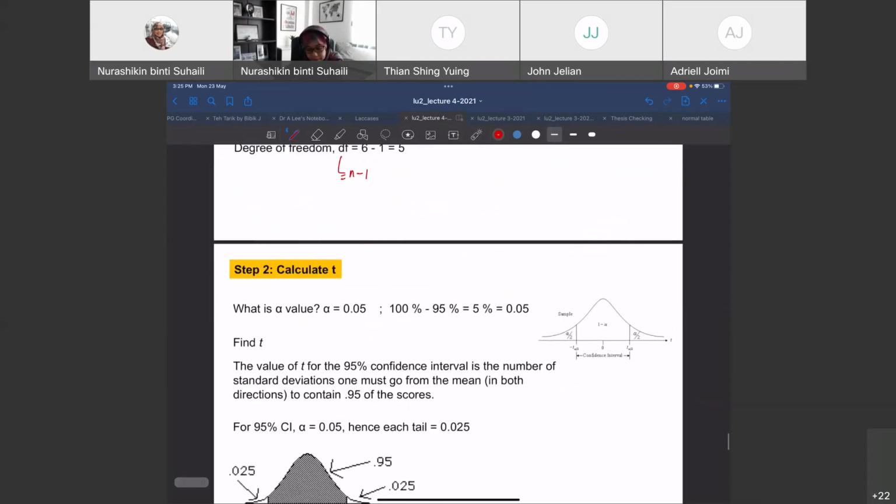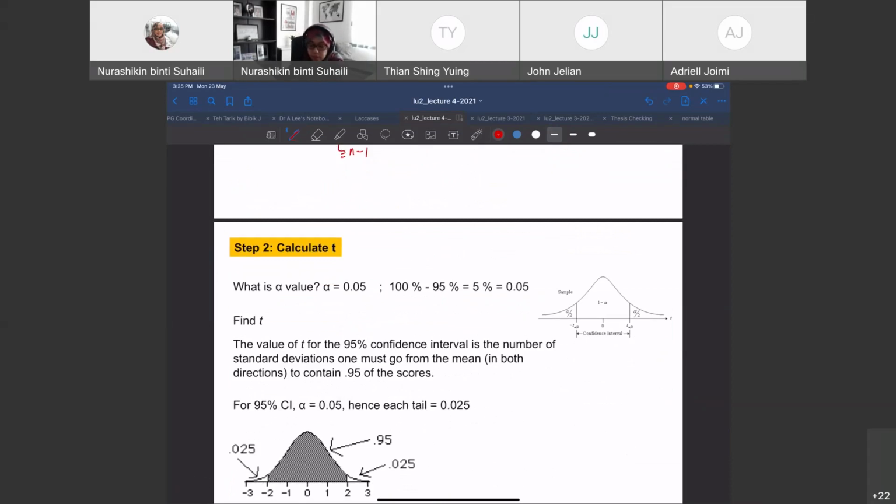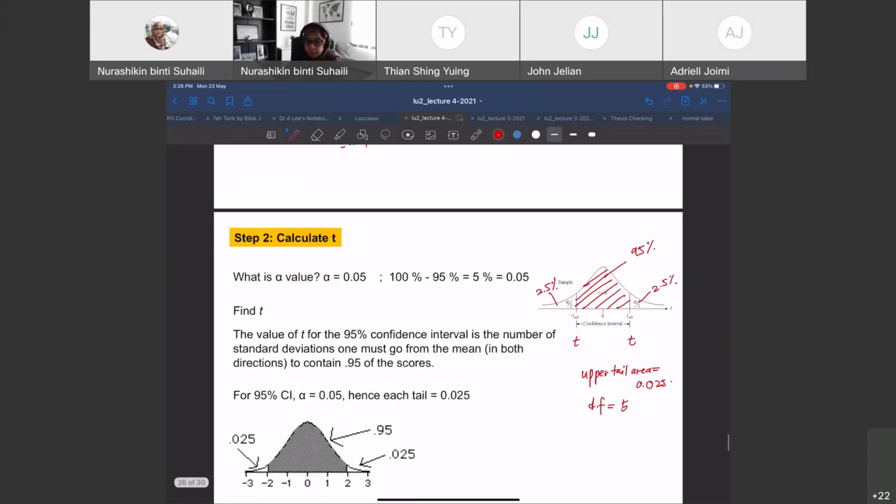What else? So we are given 95%. So when you sketch, the area is here, 95%, right? So we know that the tail areas will be 2.5% and 2.5%. So what you are looking for is actually the range of T, so that's why you have to use the T table. So here the upper tail area is 0.025, because you only consider one tail. Degree of freedom is 5, right? Now you can find the critical T from the T table.